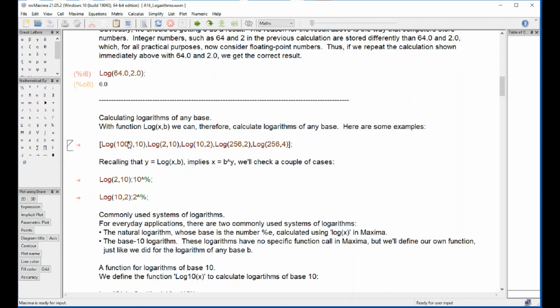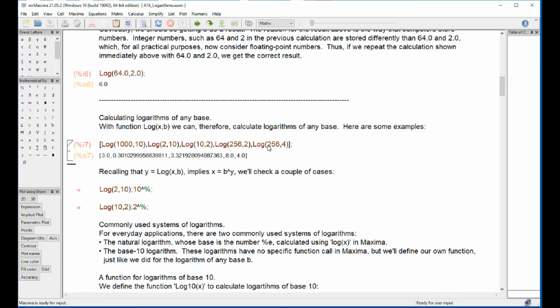For example, logarithm of 1000 base 10, logarithm of 2 base 10, logarithm of 10 base 2, logarithm of 256 base 2, logarithm of 256 base 4. Those values correspond to 3. This is the logarithm base 10 of 2. This is the logarithm of base 2 of 10. That means 2 to the 3.32 gives you 10. 2 to the 8 gives you 256. 4 to the 4 gives you 256.